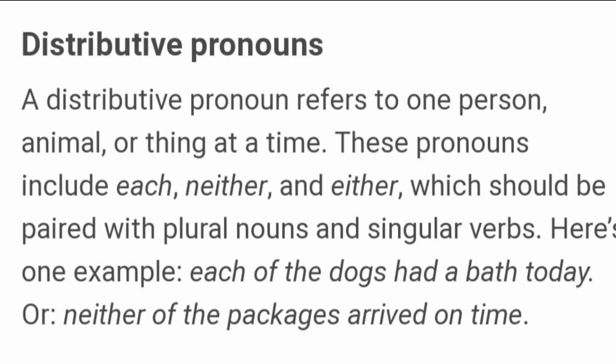Distributive pronouns. A distributive pronoun refers to one person, animal, or thing at a time. These pronouns include each, neither, and either, which should be paired with plural nouns and singular verbs. So look at this example. Each of the dogs had a bath today, or neither of the packages arrived on time. So it is clear that a distributive pronoun refers to persons or things one at a time.